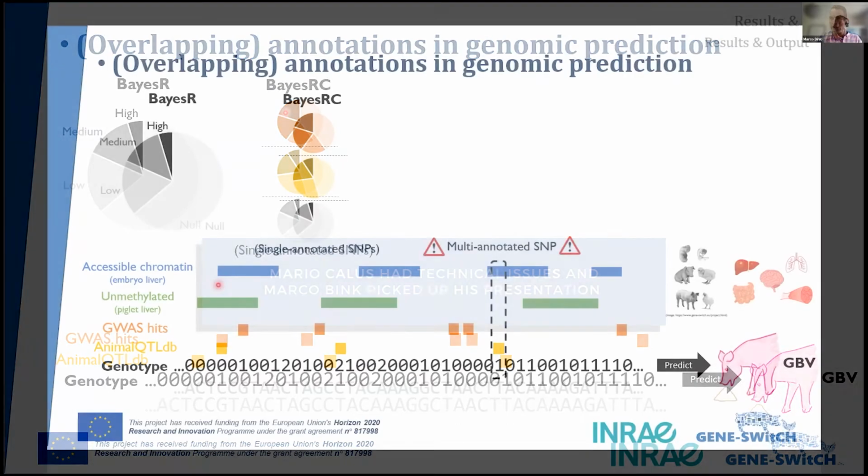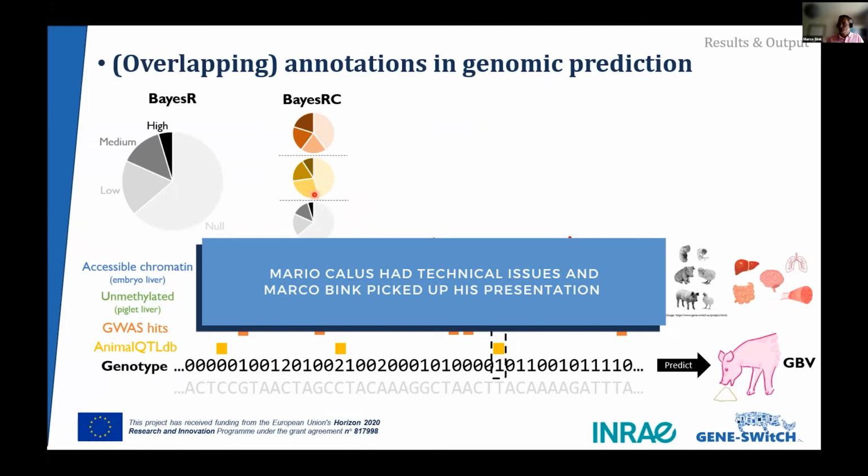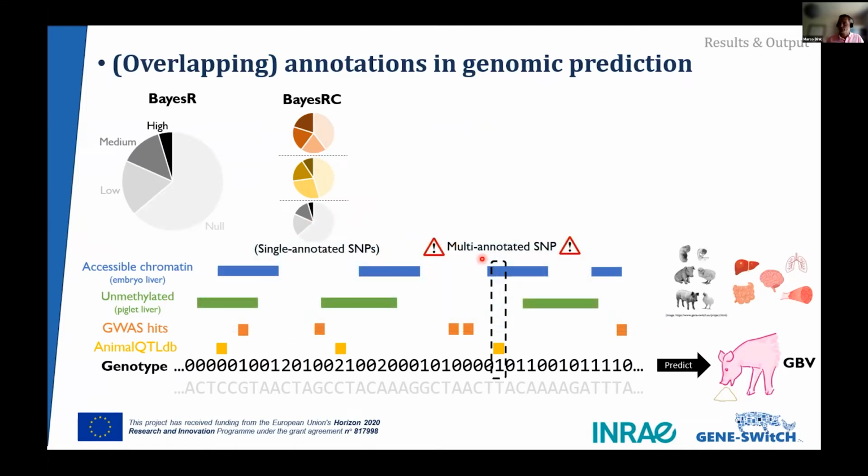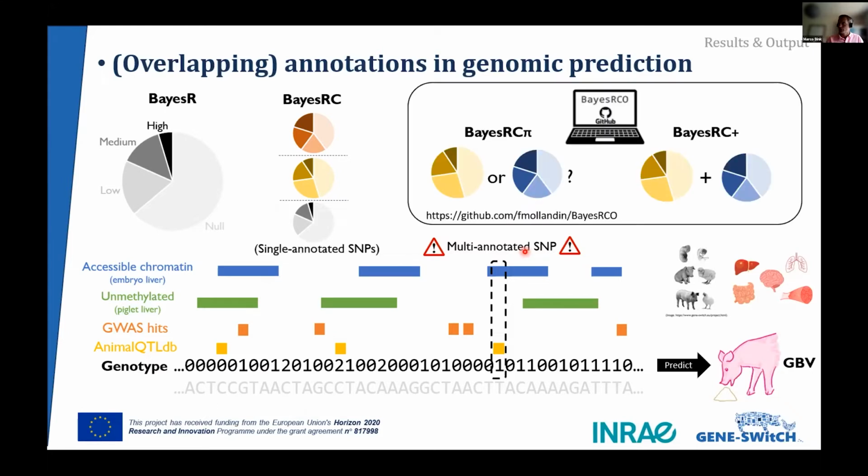I think Mario explained about these 3 different categories. Then the next step, what the group at INRA did, is that instead of assigning a SNP to a single class, they also extended the model to have multiple annotations possible for their SNPs, and to allow for different ages or development stages of the animals, but also different tissues. The main message is that this software has been developed, but also been made publicly available on this GitHub address.